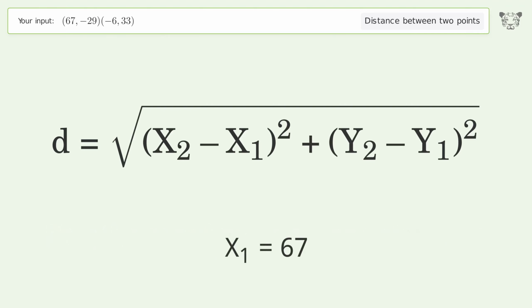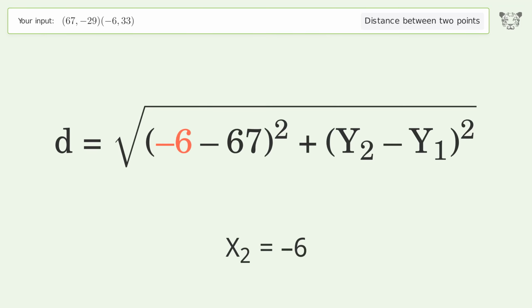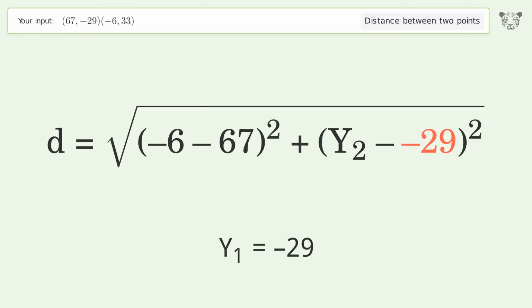x1 equals 67. x2 equals -6. y1 equals -29. y2 equals 33.